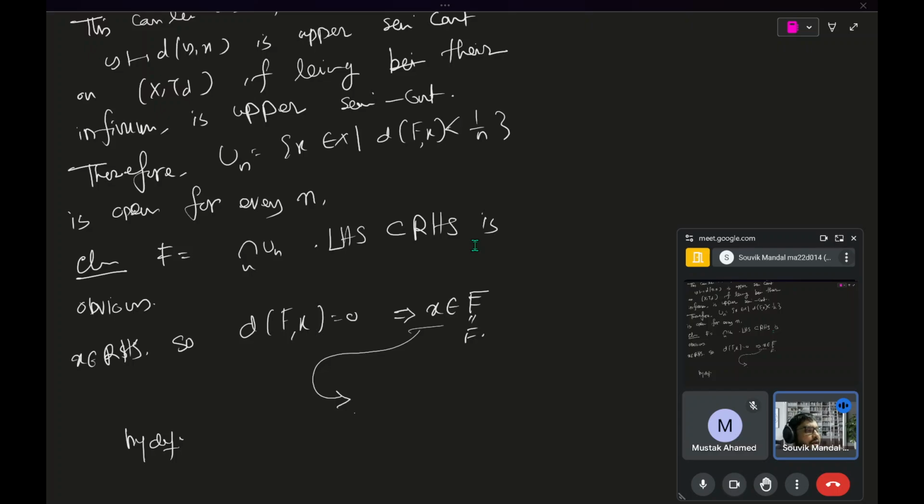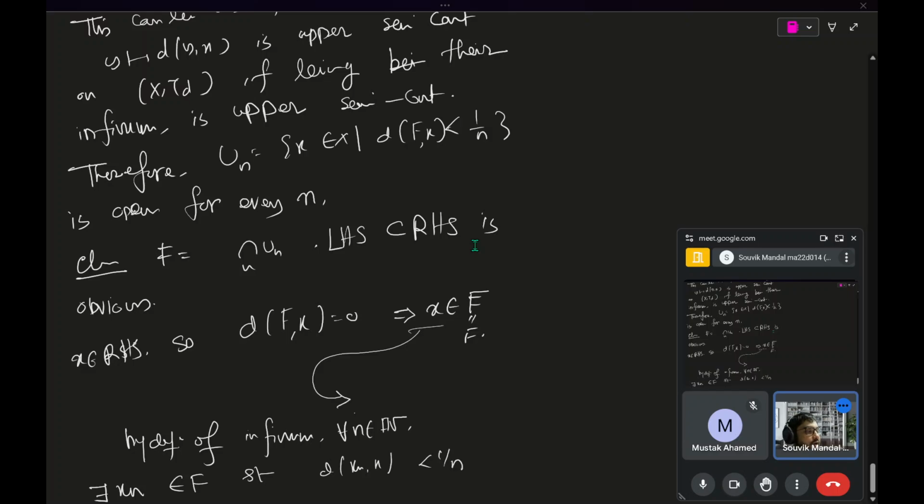for every n belongs to N, there is xn in F such that d of xn comma x is less than 1 by n. So this says that the sequence xn goes to x, so x belongs to F closure, which is equal to F. So let me repeat the full argument.